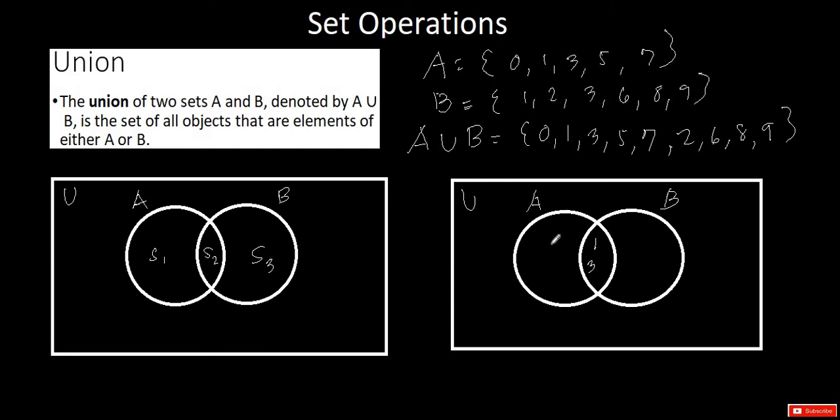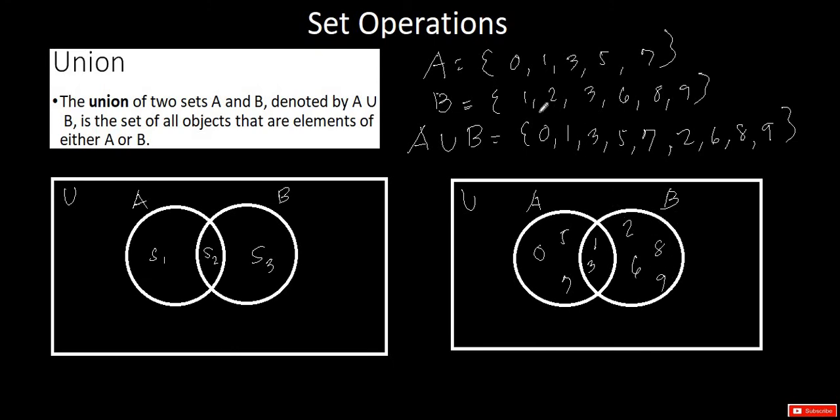The rest of the elements are elements of A only. So we have 0, 5, 7. There are 1, 2, 3, 4, 5 elements. Let us check: 1, 2, 3, 4, 5. So we have 0, 1, 3, 5, and 7. While set B contains the elements 1, which we have listed already here, then 3, then let's list the elements of set B that are not in A. We have 2, 6, 8, and 9.